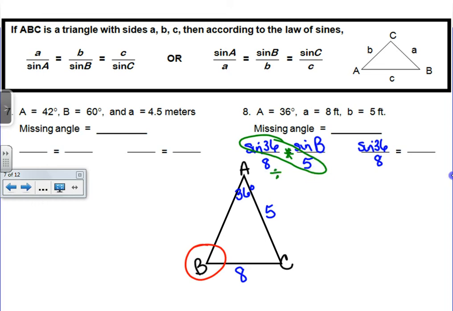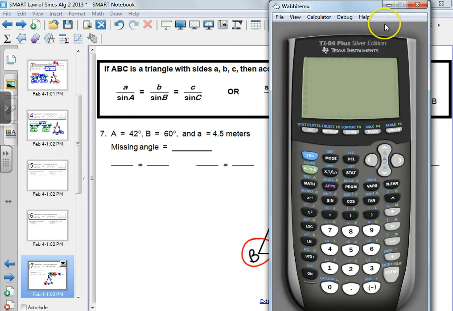What do I still have left on my setup? I still have sine of angle B. How do you undo a sine? Inverse sine. Good. So let's see. I can pull up my calculator for this. Maybe.